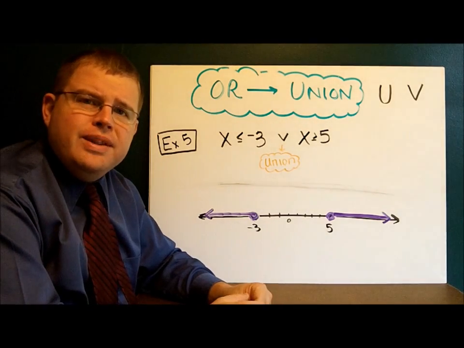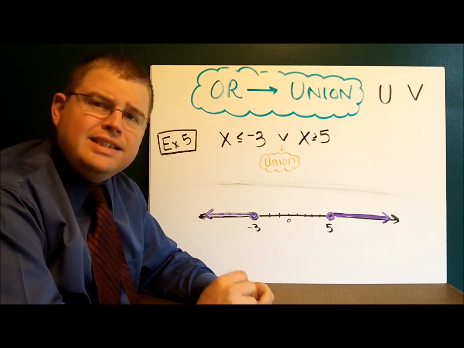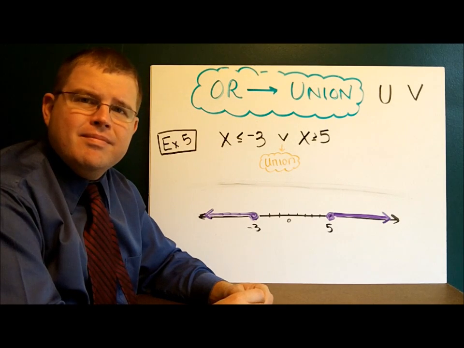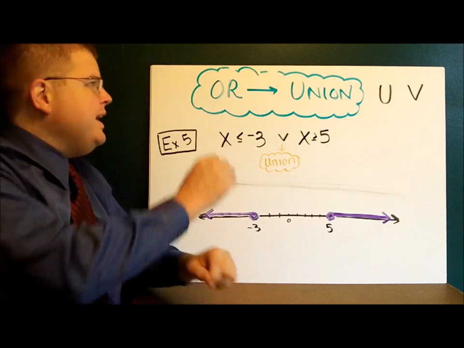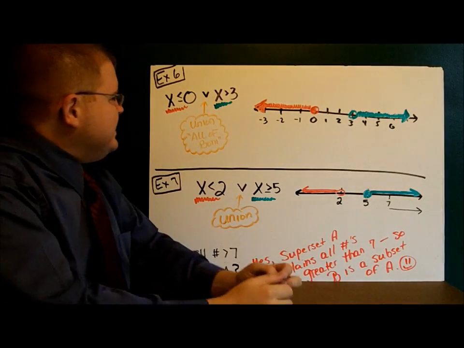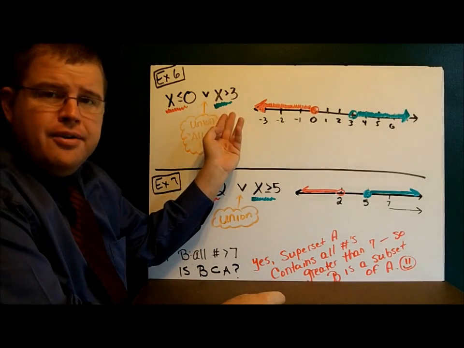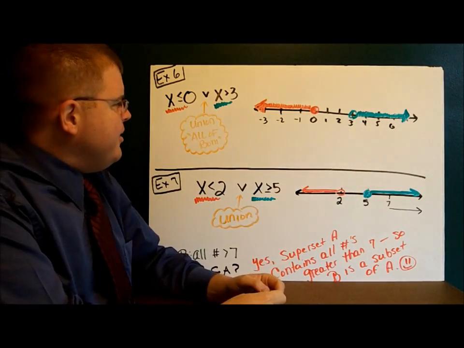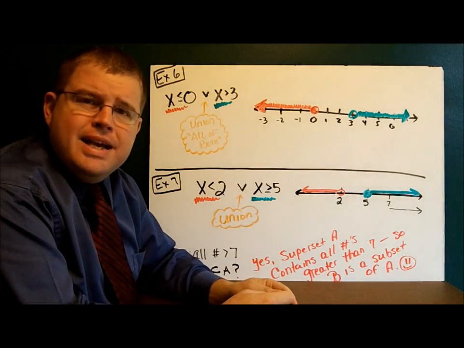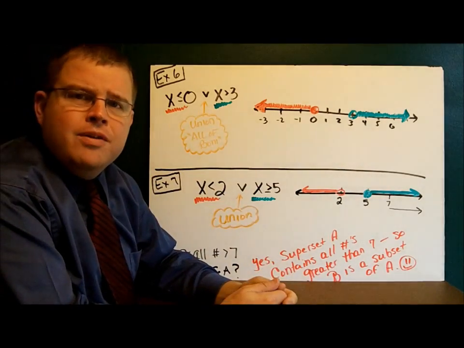Let's see if you can do these. The next two examples ask you to graph a couple of unions. Let's see if you can do that. Please pause here and give those examples a try. Let's see how you did. Example 6, we have x is less than or equal to 0. I've done that in red. X is greater than 3. I've done that in green. They asked me to find the union. Union means everything all together, and therefore there is the number line of that set.